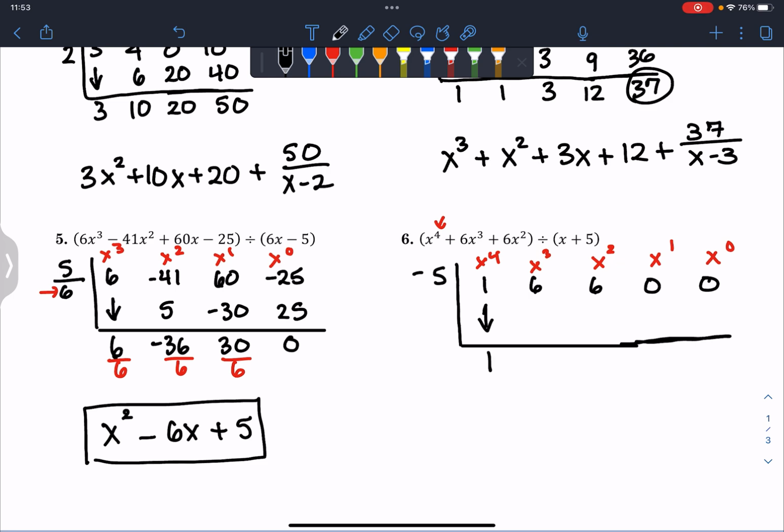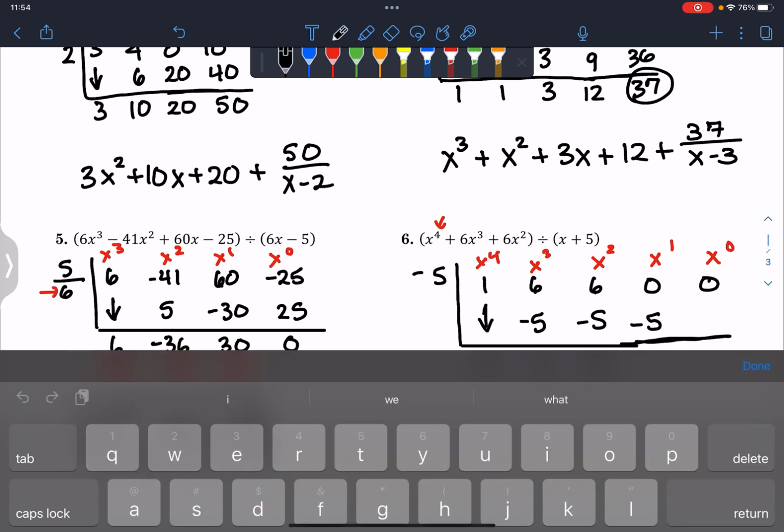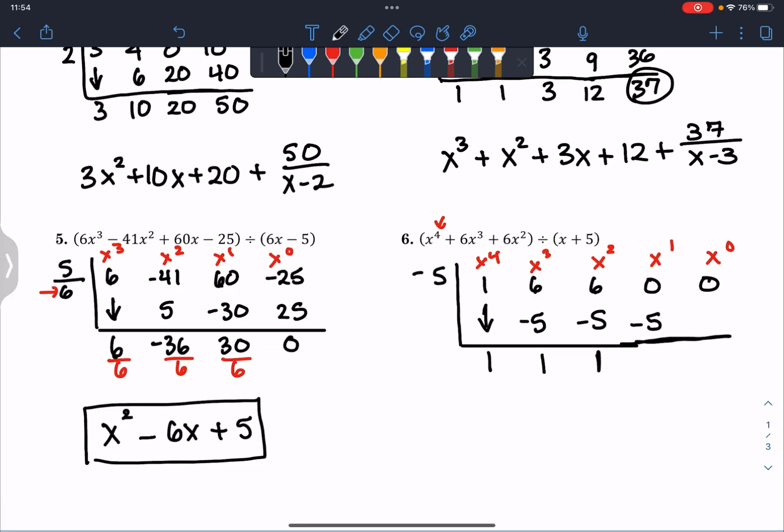So bringing down the 1 and multiplying that is negative 5. We get 1 again, so another negative 5, which now adds up to negative 5. And then multiplying negative 5 with negative 5, that's positive 25. So we get a remainder of positive 25.